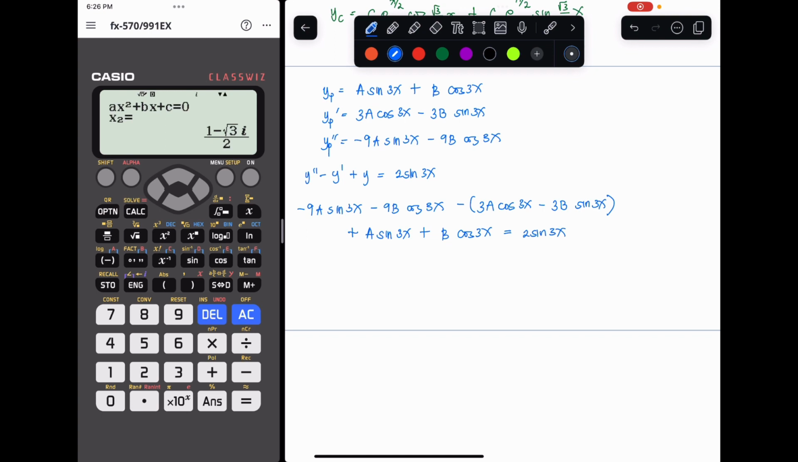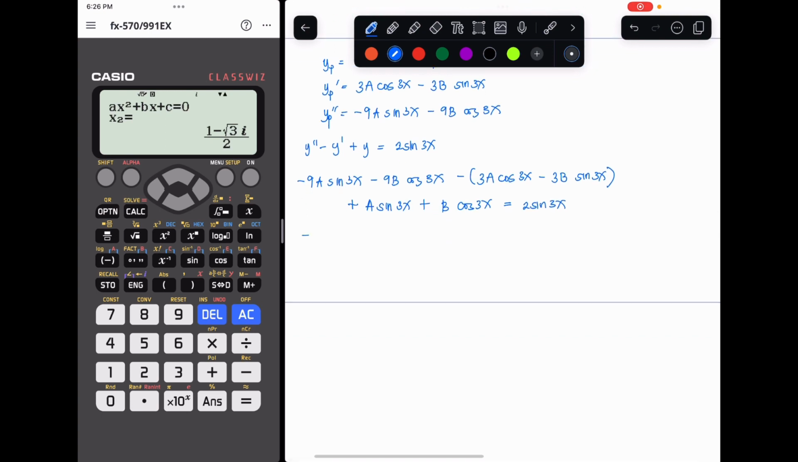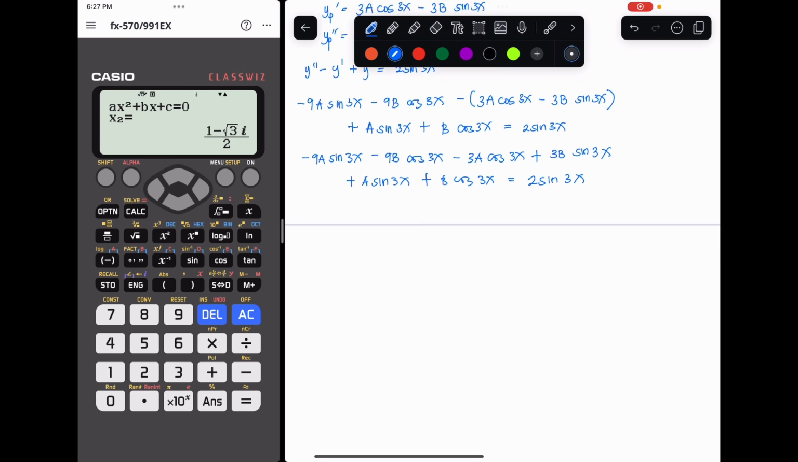Okay, so let's just distribute the signs. I'll have negative 9A sine 3x, minus 9B cosine 3x, minus 3A cosine 3x, then positive 3B sine 3x, plus A sine 3x, plus B cosine 3x is equal to 2 sine 3x. So now we equate coefficients.